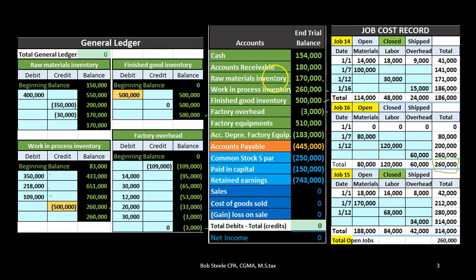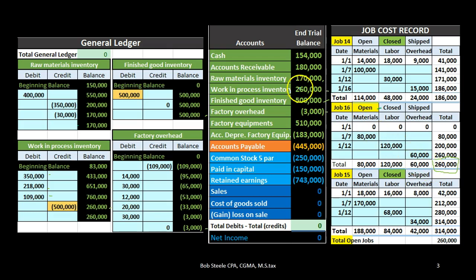So for example, we here have the job 14, 15, and 16, and we are representing the materials, the labor, and the overhead for those three jobs. Only job that is open here is job 16. We can see that the total costs add up to $260,000.